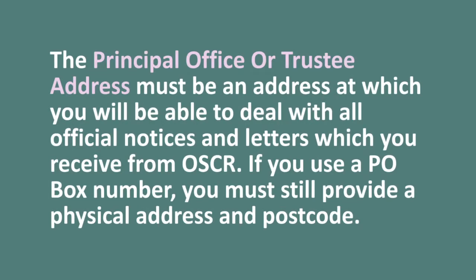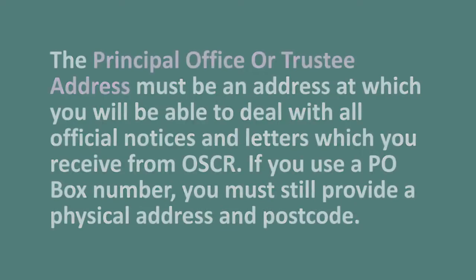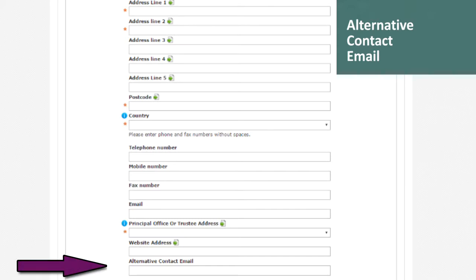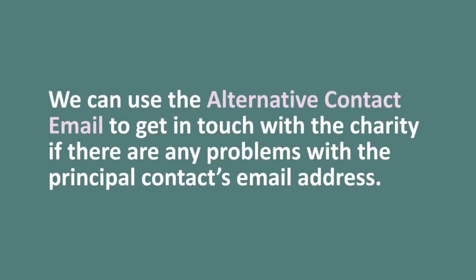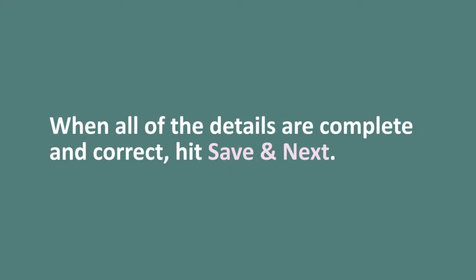The principal office or trustee address must be an address at which you will be able to deal with all official notices and letters which you receive from Oscar. If you use a PO box number, you must still provide a physical address and postcode. We can use the alternative contact email to get in touch with the charity if there are any problems with the principal contact's email address. When all of the details are complete and correct, hit Save and Next.